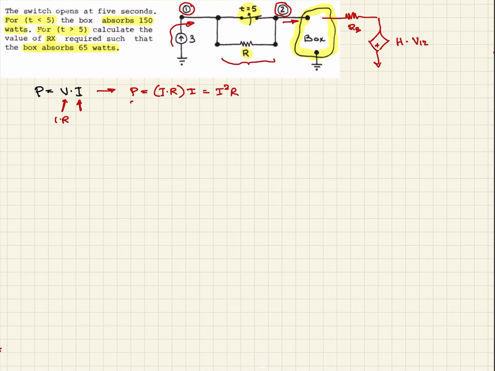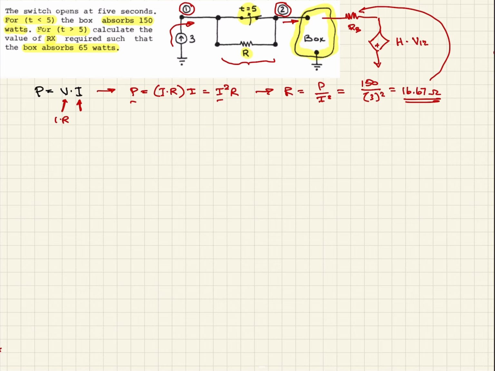And so in this case, we know the power and we know the current. So now we can solve for R. When we do that, R is equal to P, the power, over I squared. So in this case, and again, this is for t less than 5, when the switch is closed, we know that that's 150 watts over 3 squared because the current's constant. And so when we calculate that out, that is 16.67 ohms. So that is the value of this resistor right here.